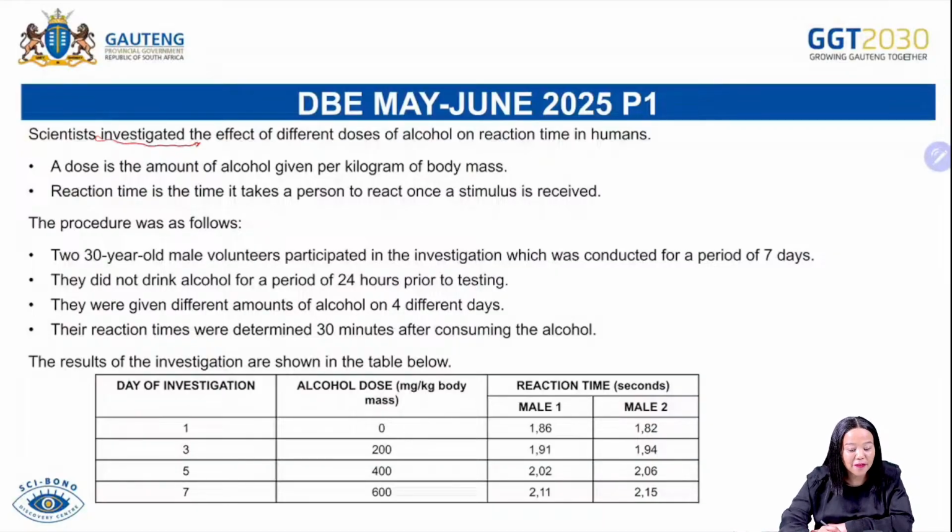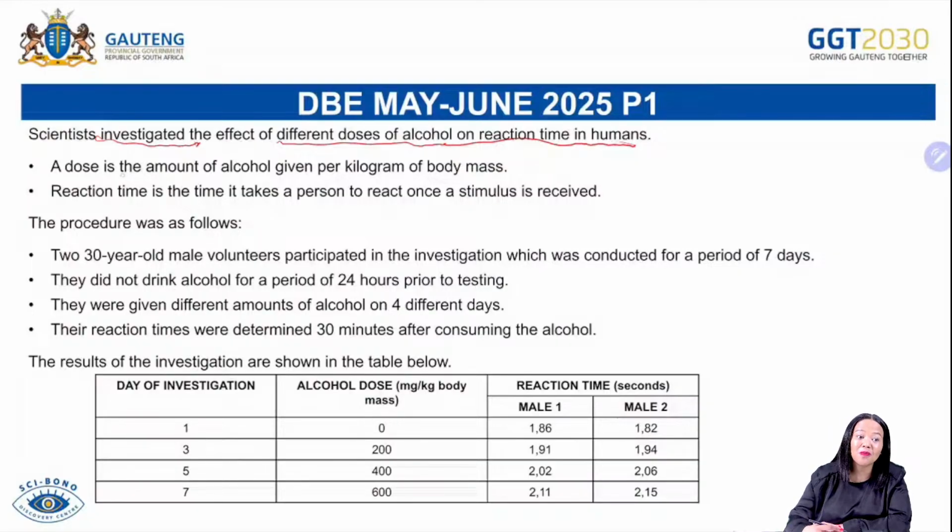Scientists investigated the effect of different doses of alcohol on the reaction time in humans. A dose is the amount of alcohol given per kilogram of body mass. That is what defines a dose. The reaction time is the time it takes a person to react once a stimulus is received. So when the reaction time is higher, that person responded slower. When the reaction time is low, then the person was fast.